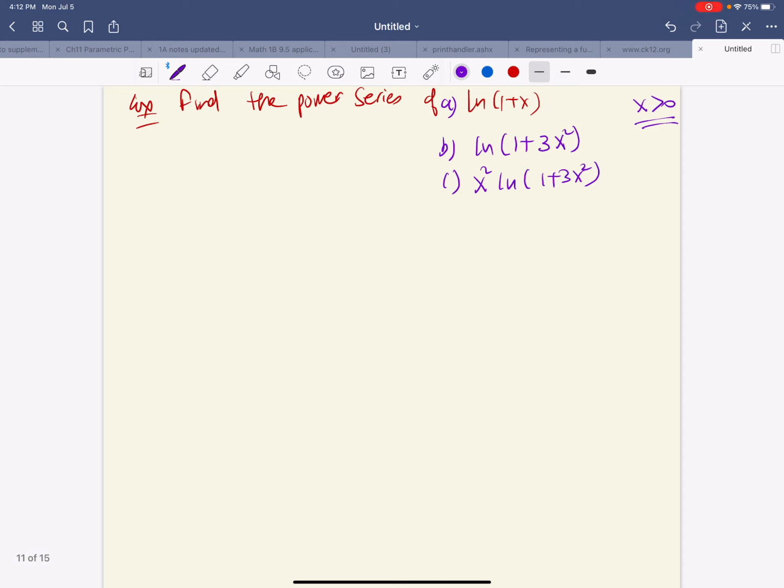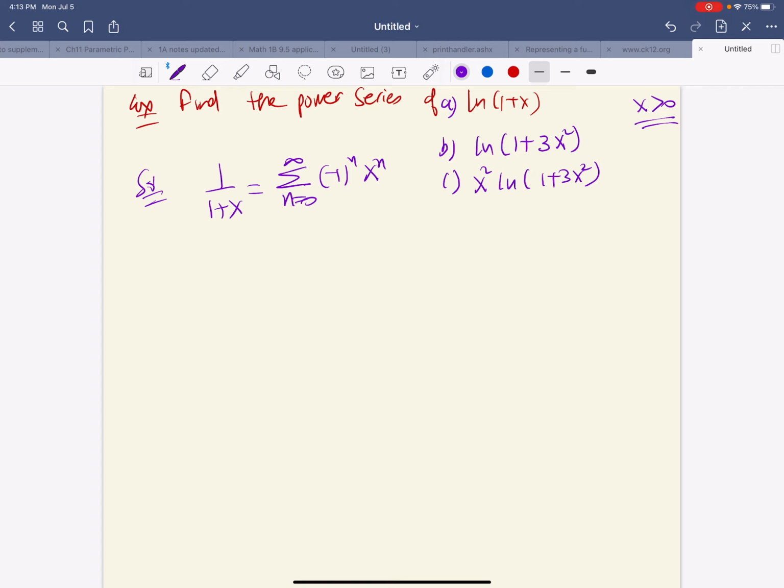Okay, another example. Find the power series for natural log of 1 plus x, and natural log of 1 plus 3x squared. Again, we need to identify the natural log as either a derivative or integral of some function that we know very, very well. We know 1 over 1 plus x has a power series summation n equals 0 to infinity, negative 1 to the power n, x to the power n.